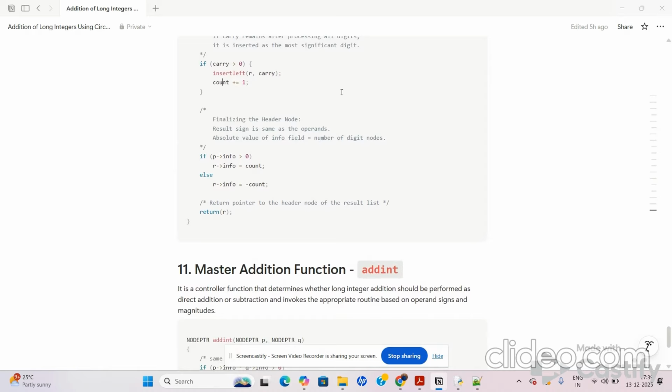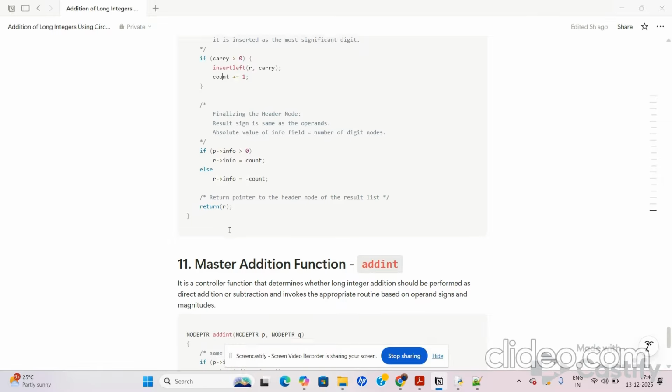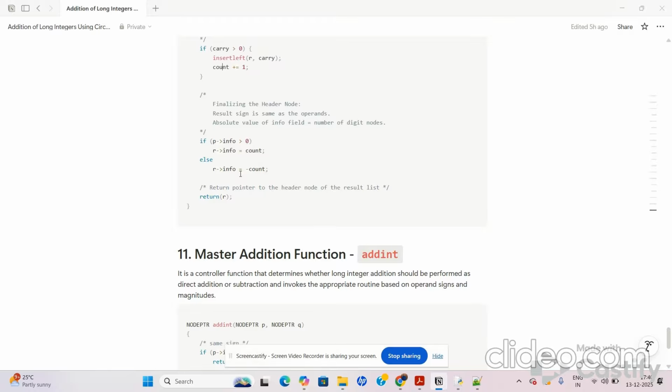And finally, you define the header node. So the result sign is same as that of the operands, that is we consider it as p. You can even consider it for q as well, it doesn't change. And the absolute value of the info field is nothing but the number of digit nodes which you are tracking using the count variable, and you return the pointer to the head node of the result.